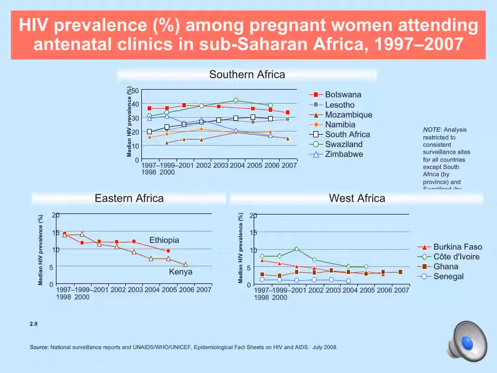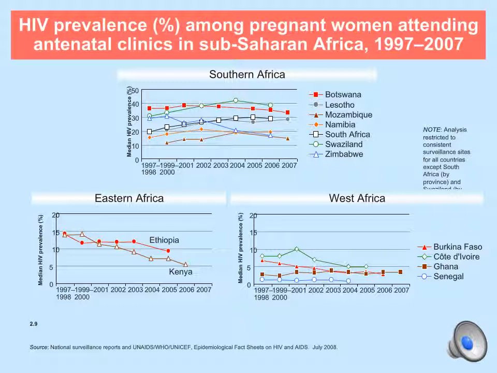Again, and we'll talk about this in more detail when we talk specifically about HIV and AIDS, we think of HIV as being an African problem, but really it's a problem everywhere, but it's not specifically an African problem. It's specifically a problem of southern and partly eastern Africa. If we look at the green lines here, which represents Swaziland, we can see that the HIV prevalence among pregnant women during this period attending prenatal clinics was over 40%.